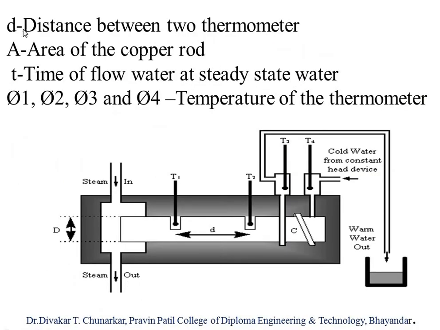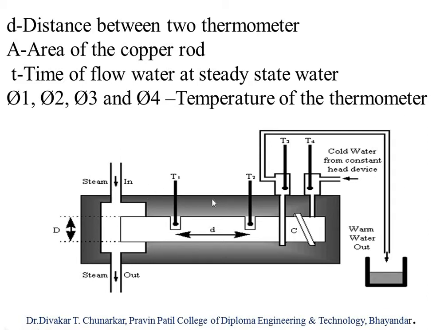D is the distance between the two thermometers. A is the area of the copper rod. T is the time of flow of water at steady state. Theta 1, theta 2, theta 3 and theta 4 are the temperatures of the thermometers T1, T2, T3 and T4. Keep this in mind.